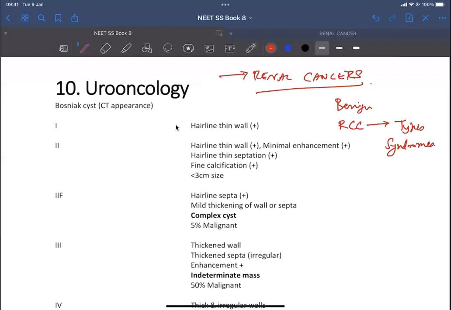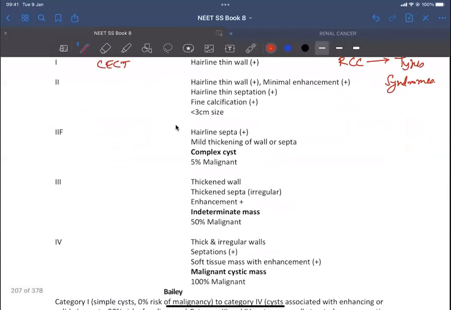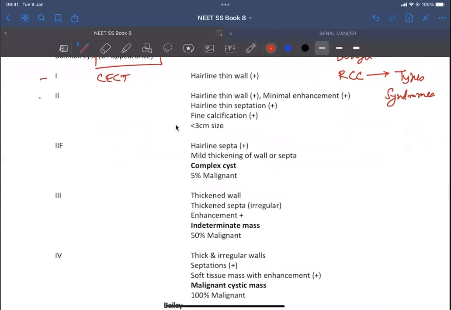So the Bosniak system is a grading system to see what are the chances of malignancy in a renal cyst. The important thing to remember is that it was a system based on CT appearance, not ultrasound, not MRI, but contrast enhanced CT. That was what they used to grade these criteria, and it basically has 5 grades: 1, 2, 2F, 3, and 4, in increasing risk of malignancy.